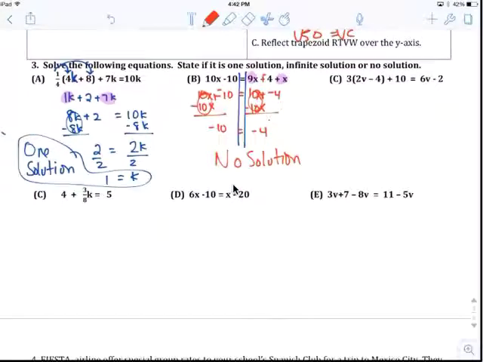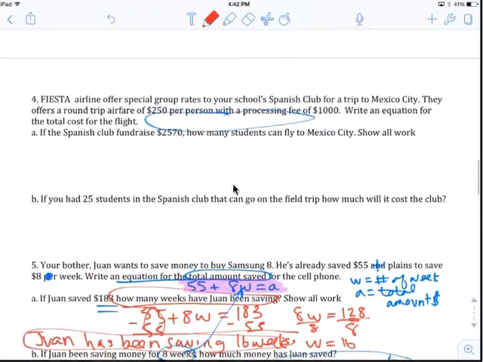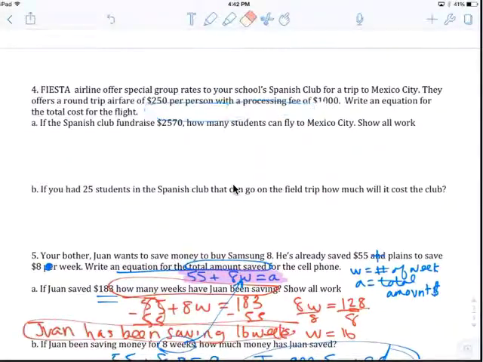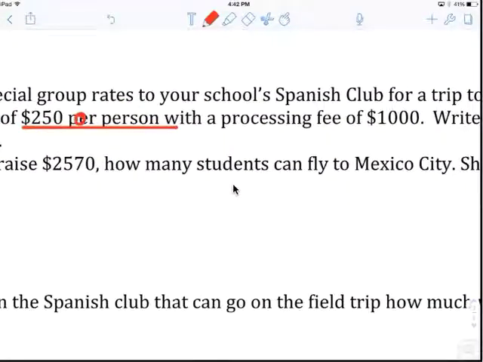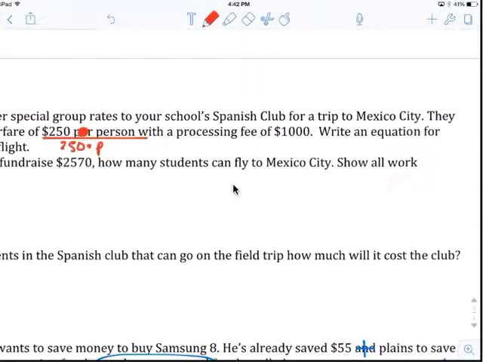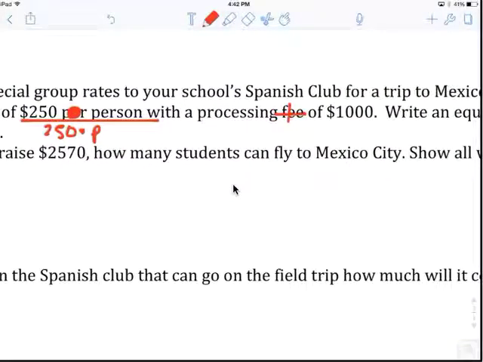And then these are solving equations. I think I did one in every class, so here, make sure you know how to do this. Fiesta Air offers a group rate for your school Spanish trip to Mexico. They offer a round trip of $250 per person times 250 times the number of people. P represent processing fee. The fee is a plus $1,000.